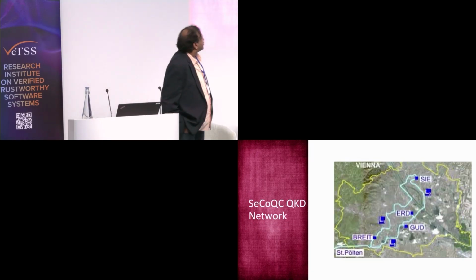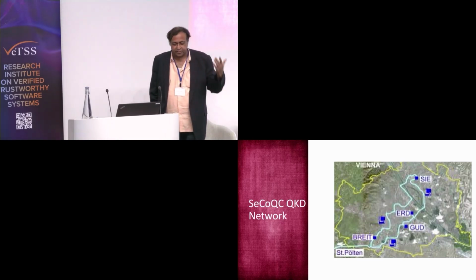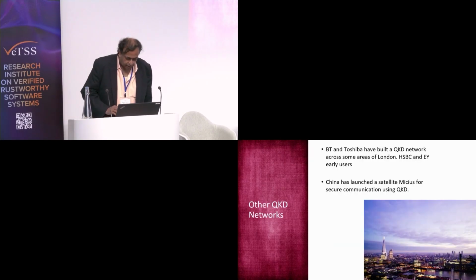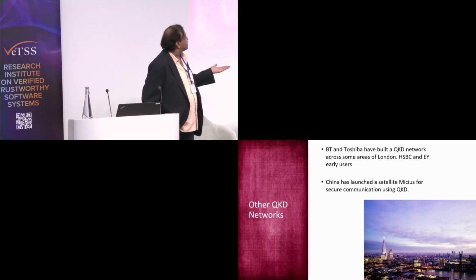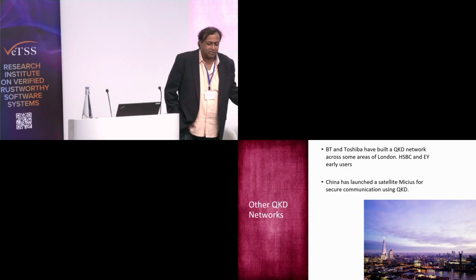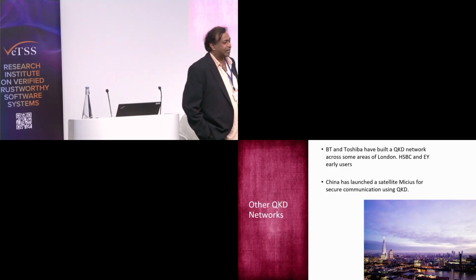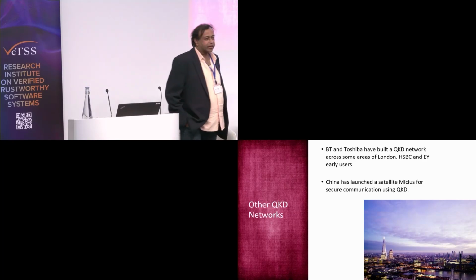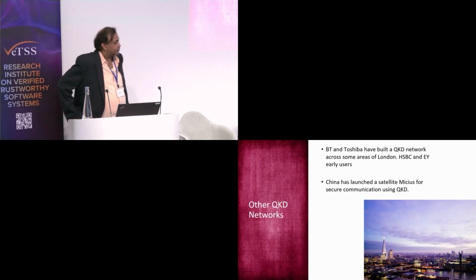Many years ago, I worked on a project. This is a quantum key distribution network around Vienna, around 2006. That was built already then, right? And then BT and Toshiba have built a QKD network fairly recently, in the last couple of years, around London. Maybe there are some cables carrying quantum data underneath our feet, right? China has launched a satellite for secure communication using QKD. So this is quite advanced as opposed to quantum computing, okay?